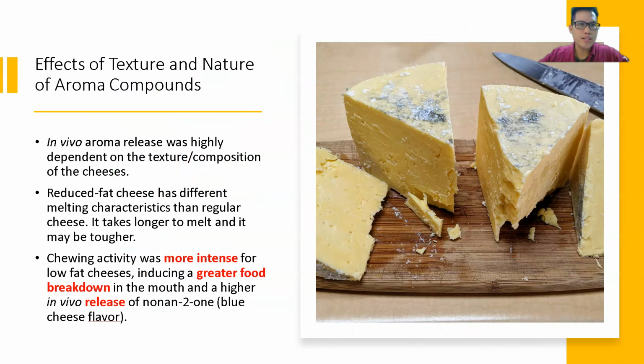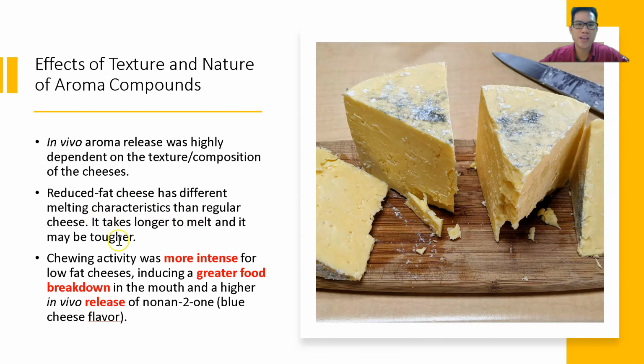So let's look at this here. The following two examples, next two slides, is basically talking about the differences between the reduced fat and the full fat cheese here. So looking at this, in vivo aroma release was highly dependent on the texture and composition of the cheeses here. Reduced fat cheese has different melting characteristics than regular cheese.